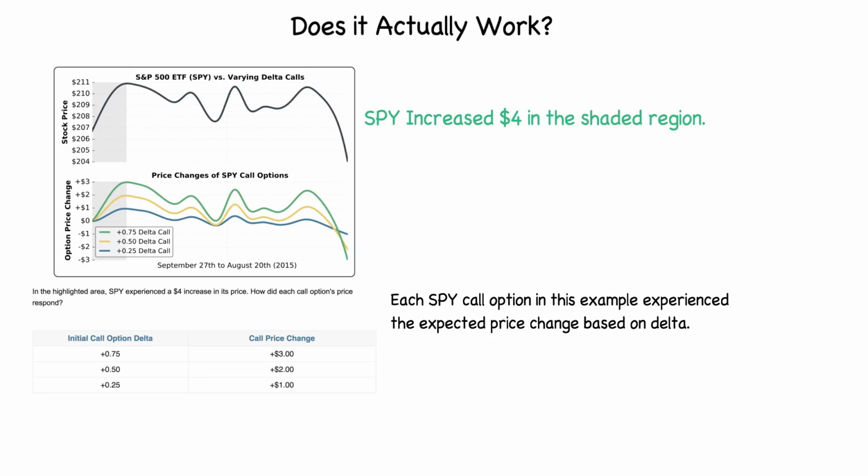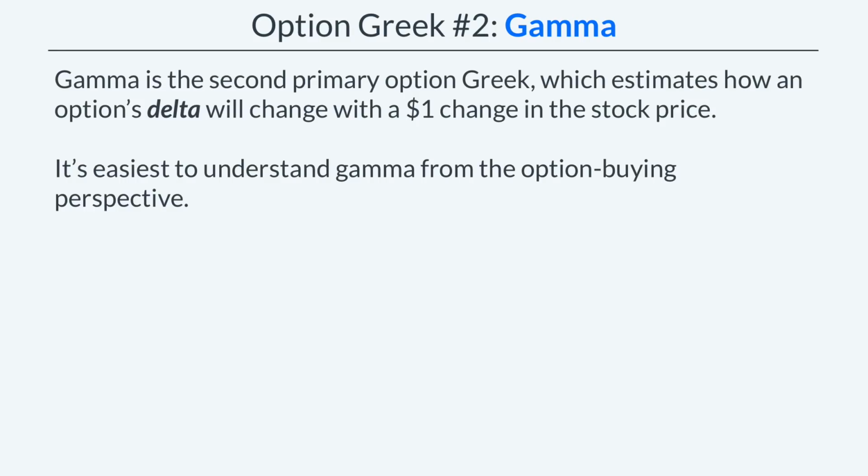Now keep in mind that things will not always work out so perfectly, but in general, delta does a very good job of estimating an option's price change when the stock price moves up or down by small amounts in a short period of time. So now we're going to move on to the second option Greek, which is gamma.